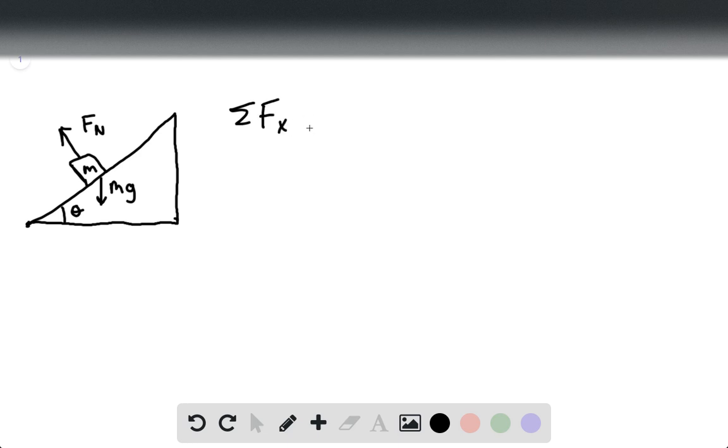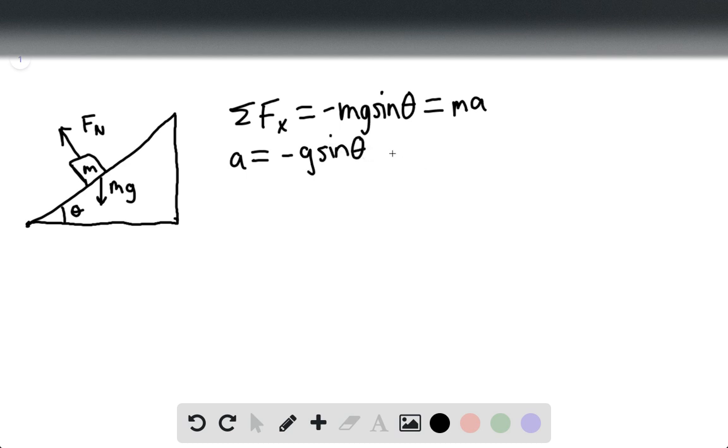sigma F in the x direction equals negative mg sine of theta. So it'd be the x component of the force of gravity, and this equals ma. So we can imply that the acceleration is equal to negative g sine of theta, and this is going to equal negative 9.8 sine of theta. Theta in this case is 11 degrees, so this equals negative 1.87 meters per second squared.